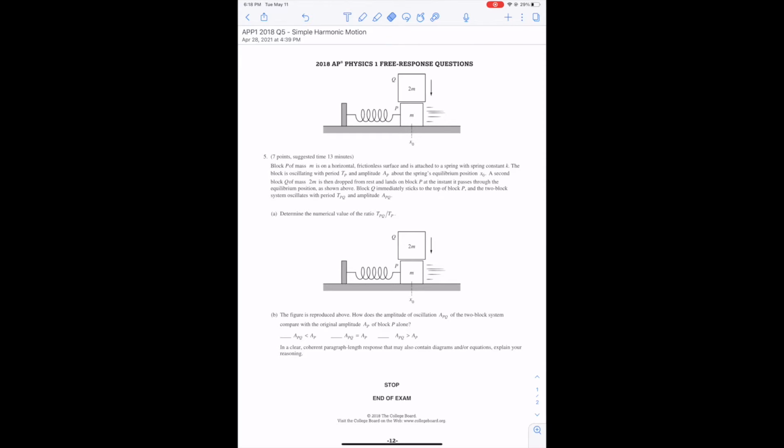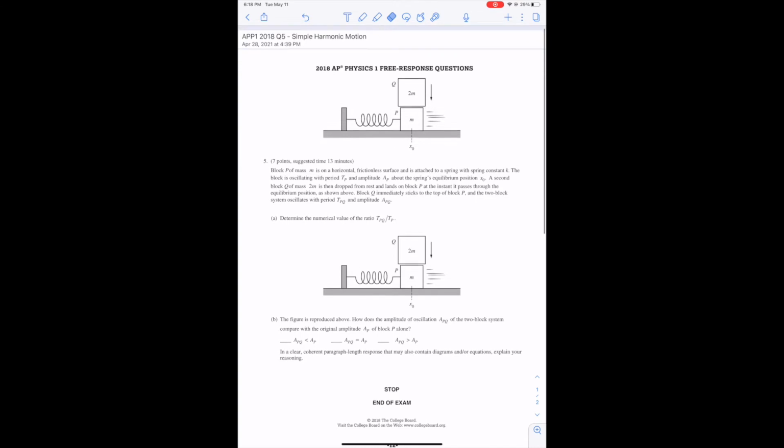Hey guys, I'm back again to go over another AP Physics 1 free response question, and this time we'll be taking a look at the fifth question on the 2018 AP Physics 1 exam. So in this question we're given that a spring with a mass attached to it, initially just mass m, is going to collide with another mass coming from the top of mass 2m.